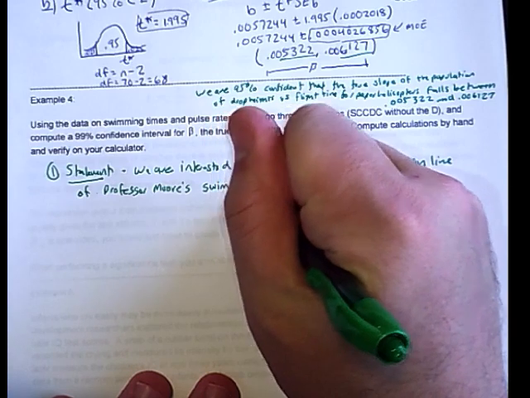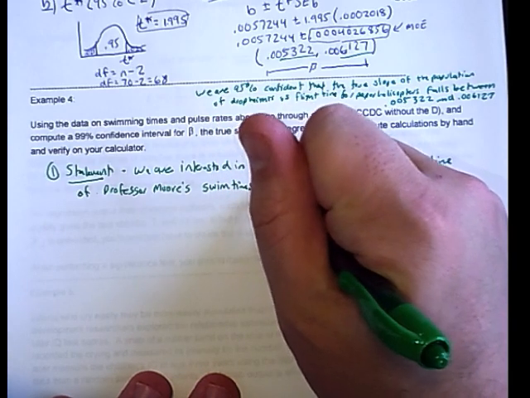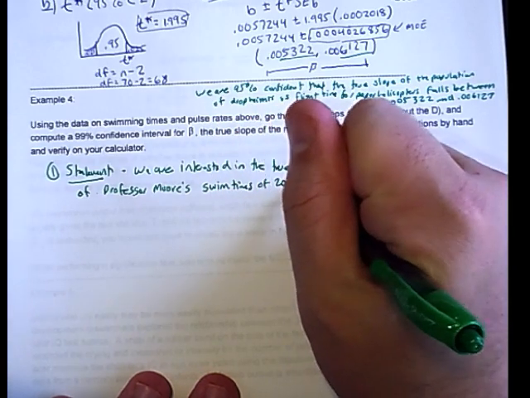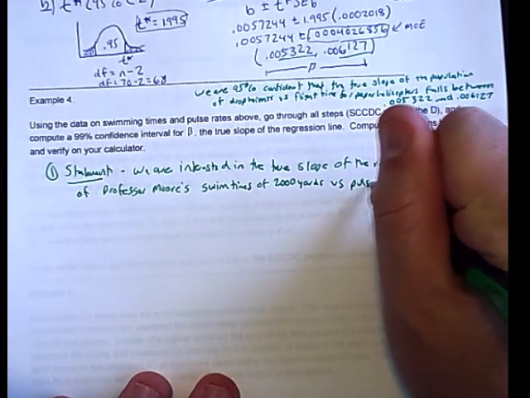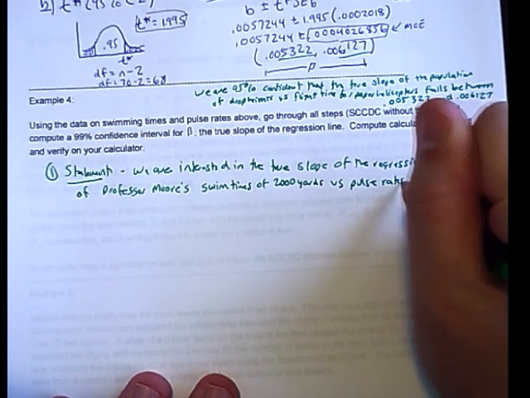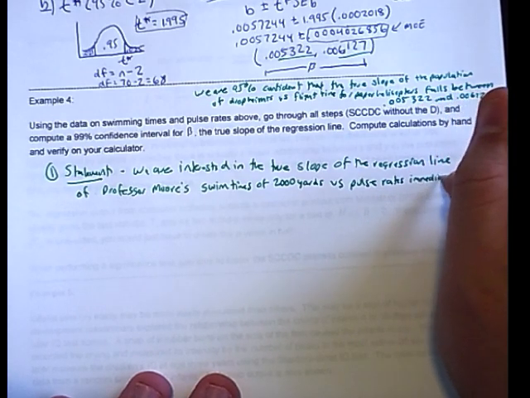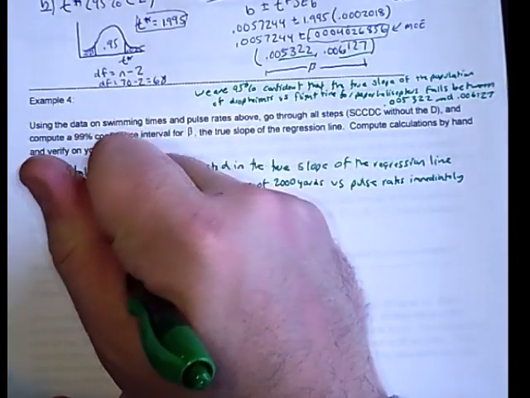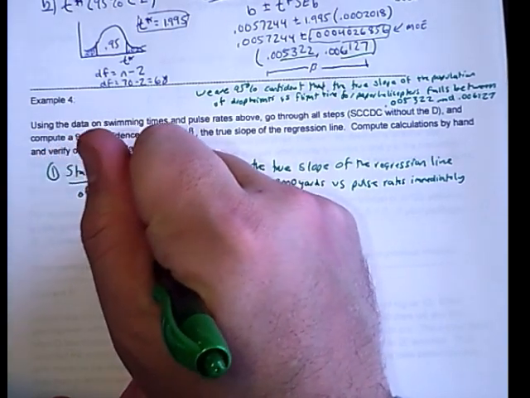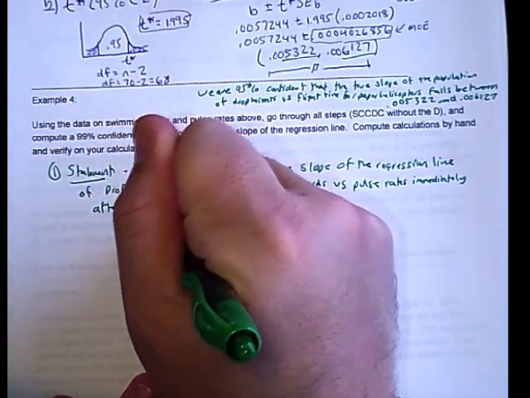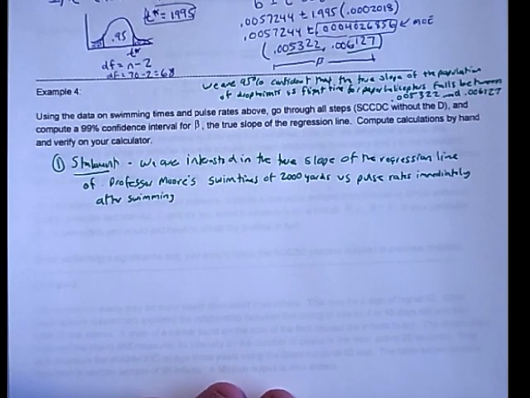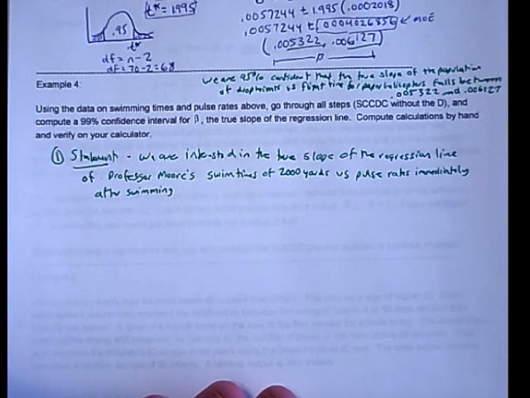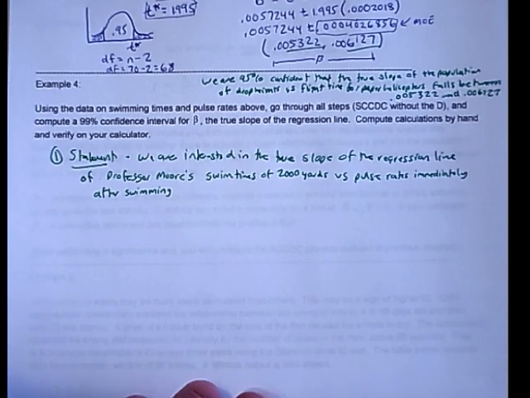Professor Moore's swim times of 2,000 yards versus pulse rates immediately after swimming. Okay, so we're interested in the true slope. If we were to plot out all of his swim times and all of his pulse rates, what would the true slope be, rather than just a sample of 23 of them?